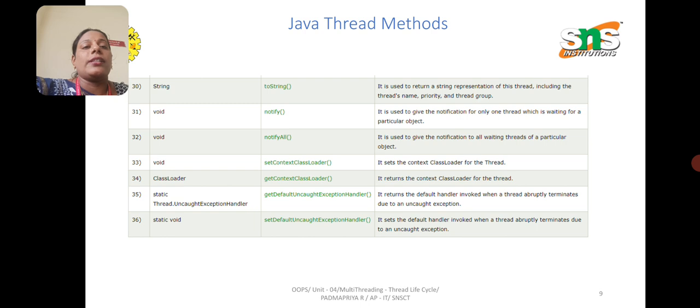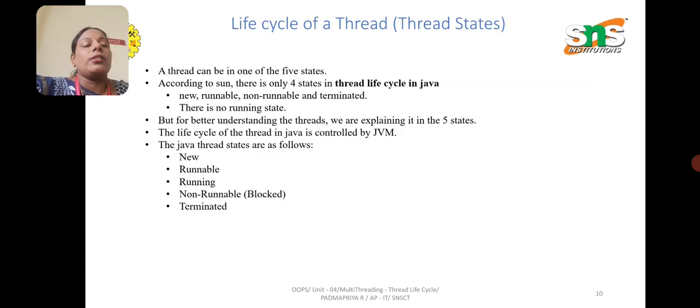ClassLoader getContextClassLoader. It returns the context class loader for the thread. Static Thread.UncaughtExceptionHandler getDefaultUncaughtExceptionHandler. It returns the default handler invoked when a thread abruptly terminates due to an uncaught exception. Static void setDefaultUncaughtExceptionHandler. It sets the default handler invoked when a thread terminates due to an uncaught exception.